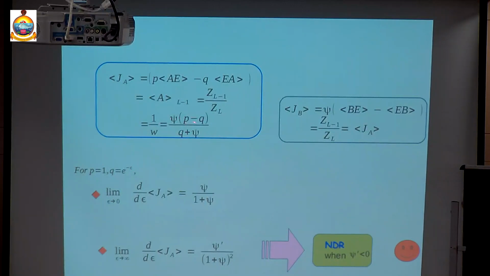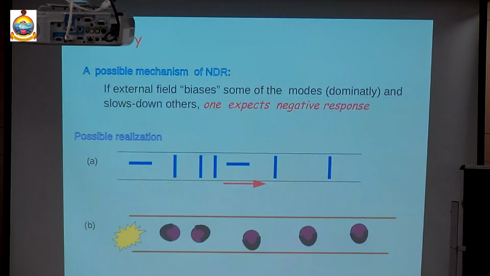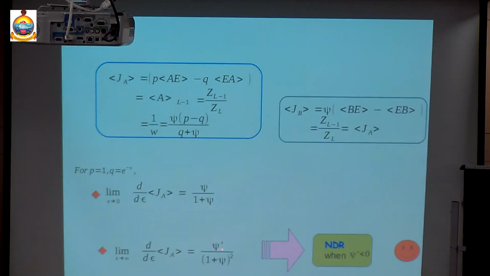If you put it here, then you get whatever value as epsilon, and you differentiate the current with respect to epsilon. You get psi divided by 1 plus psi. If you take epsilon goes to infinity, this is just psi prime divided by 1 plus psi whole square, and this 1 plus psi whole square is a positive quantity. Psi prime is the one on which this will depend. The derivative of current A depends on psi prime. Initially I was considering this in the model, psi is independent of epsilon, but if I put psi as a function of epsilon, I see directly here that when psi prime is negative, current is negative.